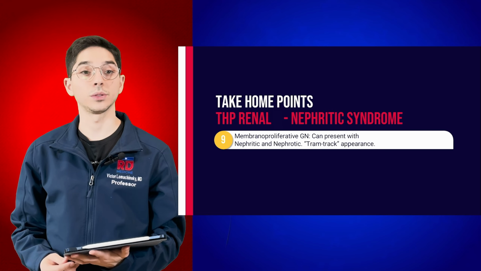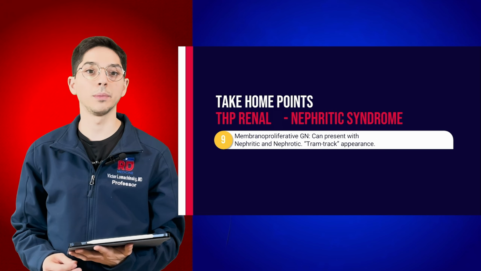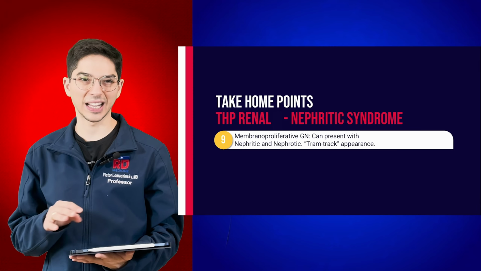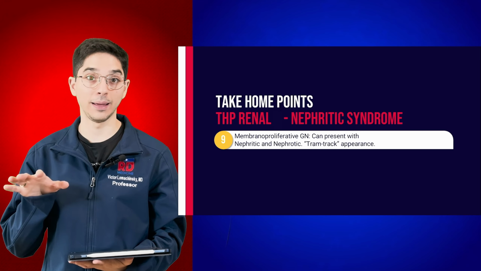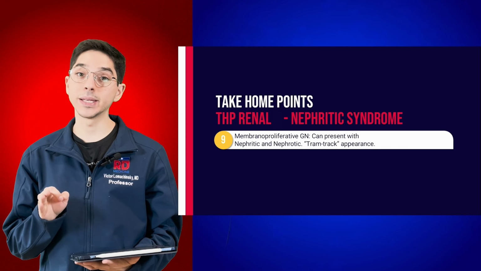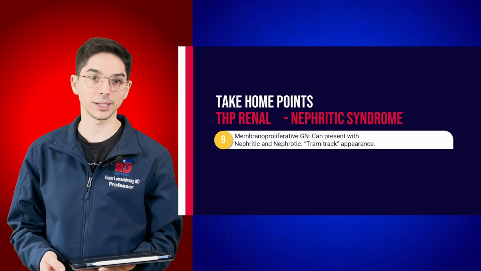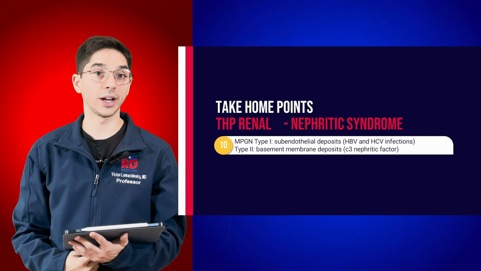Membranoproliferative glomerulonephritis, well, that one can present with both nephritic and nephrotic syndromes. Light microscopy has the classic tram track appearance, which is caused by mesangial cell proliferation, splitting up those immune complex deposits. MPGN is divided in two types.